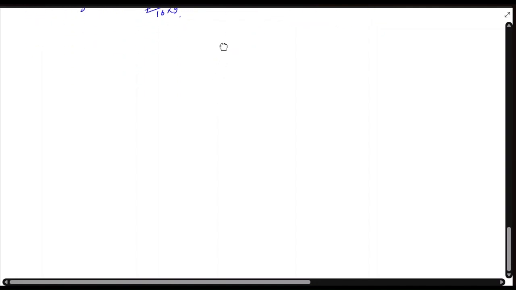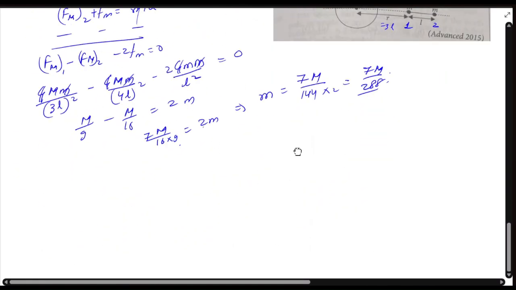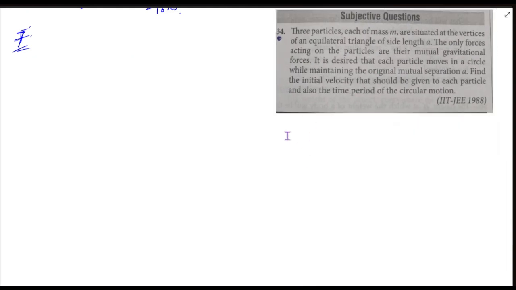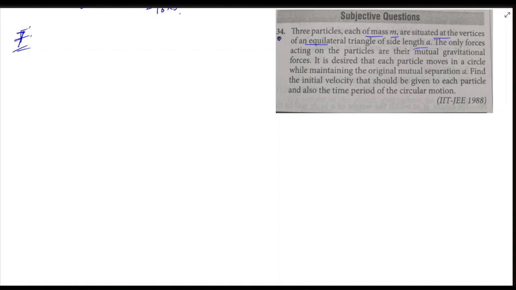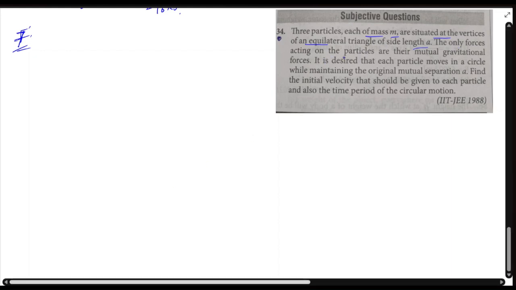Let's move on to our seventh question. So we have three particles, each of mass m, situated at the vertices of an equilateral triangle of length a. The only forces acting on the particles are their mutual gravitational forces. It is desired that each particle moves in a circle while maintaining the original mutual separation a.